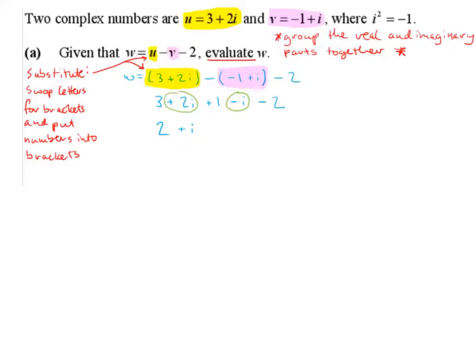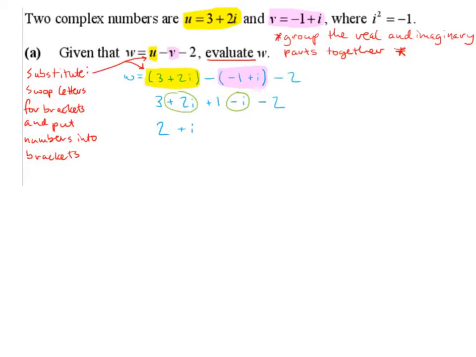So what we're going to do is substitute. We're going to swap the letters for brackets and put the numbers into the brackets, in this case, the complex numbers. So we have u minus v minus 2. We swap u for 3 plus 2i with brackets around it, bring down the minus, swap the v for minus 1 plus i with brackets around it, and bring down the minus 2.